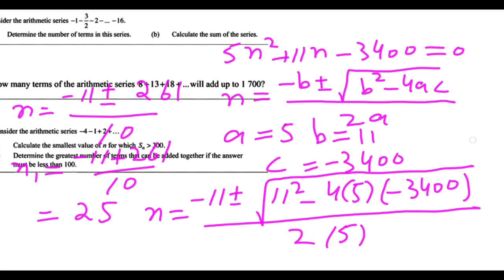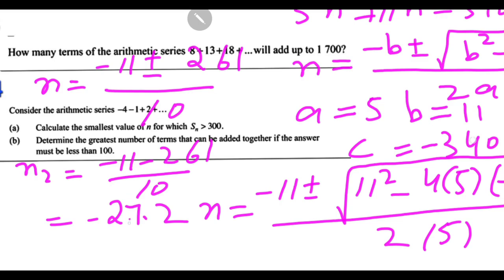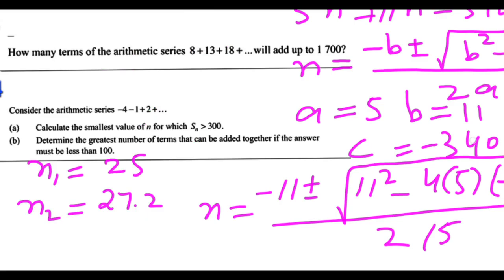Now I'm gonna solve for n2. So the n2 gonna be negative 11 minus 261 divided by 10. So the answer will be negative 27.2. So we got two possible solutions for n, 25 and negative 27.2. Since the number of terms must be a positive integer, the only valid solution will be n is equal to 25. My answer will be n is equal to 25. This is my final answer.